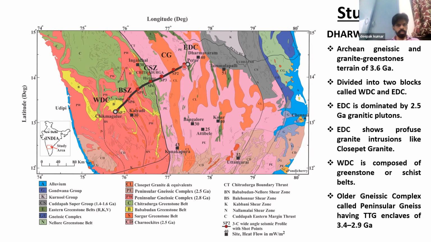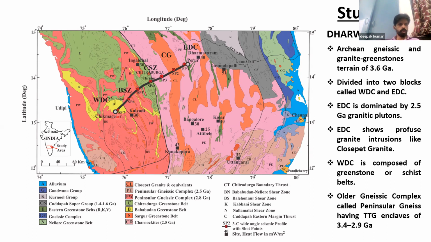The black line which you see is a 200-kilometer-long seismic profile. It has a total of 7 shot points, and each shot point has an interval of 40 kilometers. The explosive charge used was almost 2000 kgs of explosive material to cover a profile of 200 kilometers.